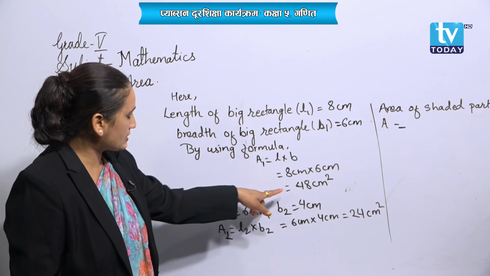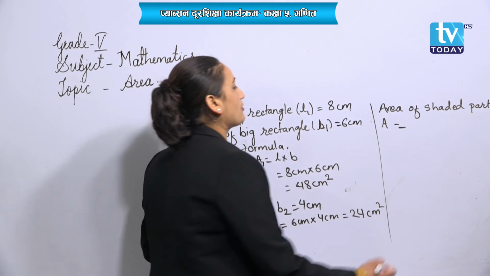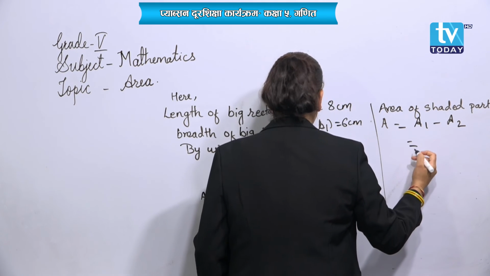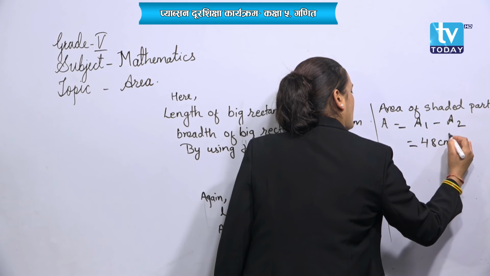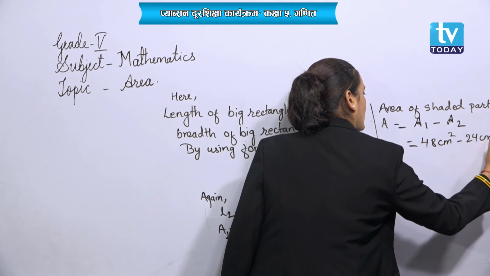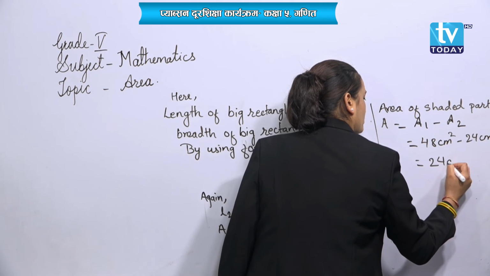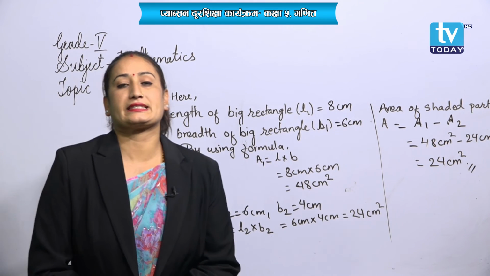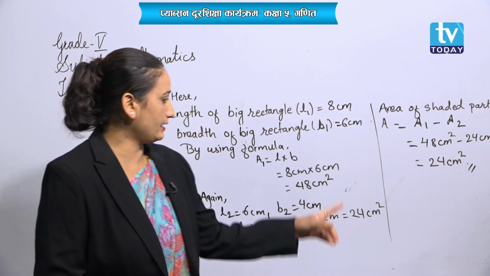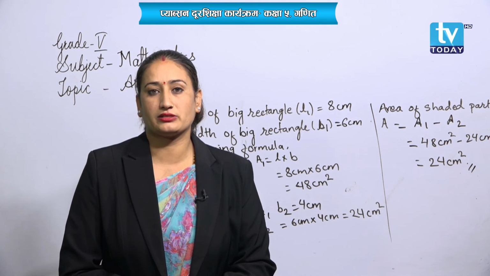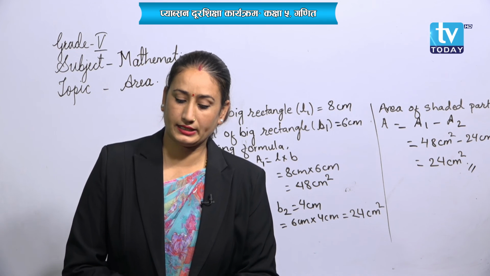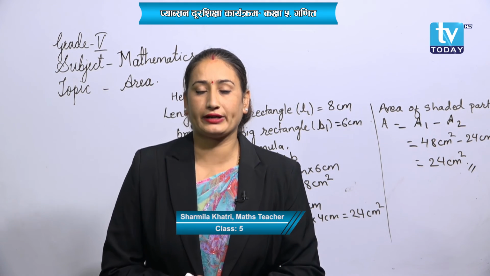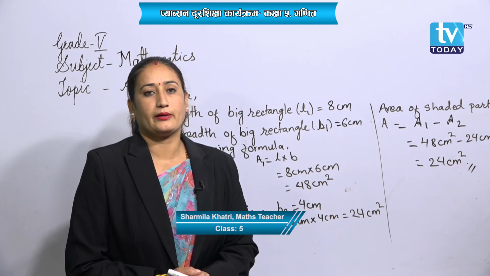Which one is greater over here? 48. So please write down the big one first. A1 minus A2, that is 48 cm square minus 24 cm square. The answer will be 24 cm square. So the total area covered by the shaded region is 24 centimeter square. Done? Okay, students, let's try to relate this area with the perimeter.